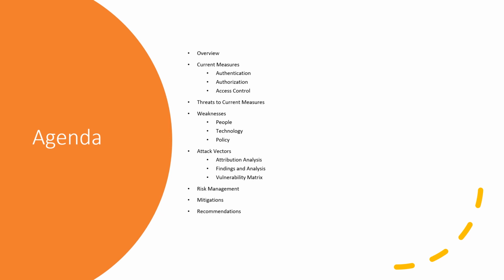This slide here is just to give the agenda for tonight's presentation. We'll give an overview. We'll talk about our current measures, the threats to those current measures. We'll discuss the weaknesses in our organization. We'll discuss the attack vectors, which will feature the attribution analysis and the vulnerability matrix. And then we'll close the presentation with risk management, mitigations, and recommendations for the United Kingdom here at the 5E Summit.